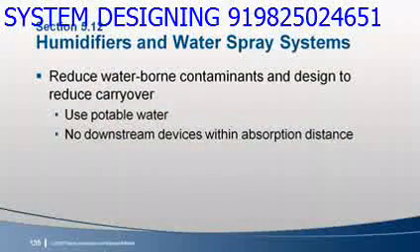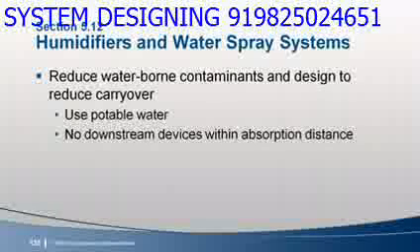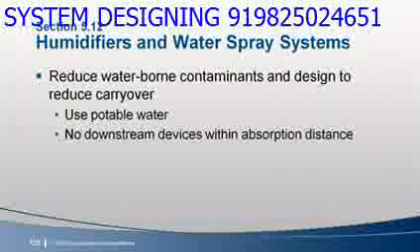Section 512 applies to humidifiers and water spray systems. They must be designed to reduce the entry of waterborne contaminants and chemicals into the airstream. Consequently, the standard requires the use of potable water for these devices, and it requires that any downstream devices be located beyond the droplet absorption distance as defined by the humidifier manufacturer.